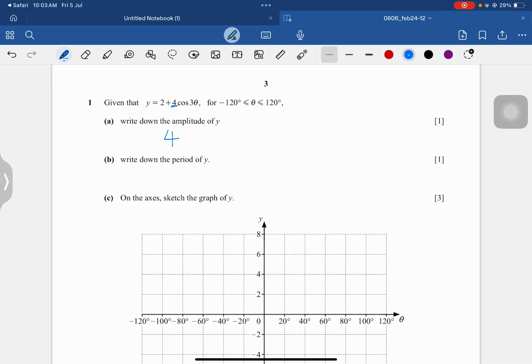And write down the period of y. We just refresh a little bit. Cos theta, the period is going to be 360. Cos 2 theta will be 180. Cos 3 theta is going to be 120. That will be your answer.